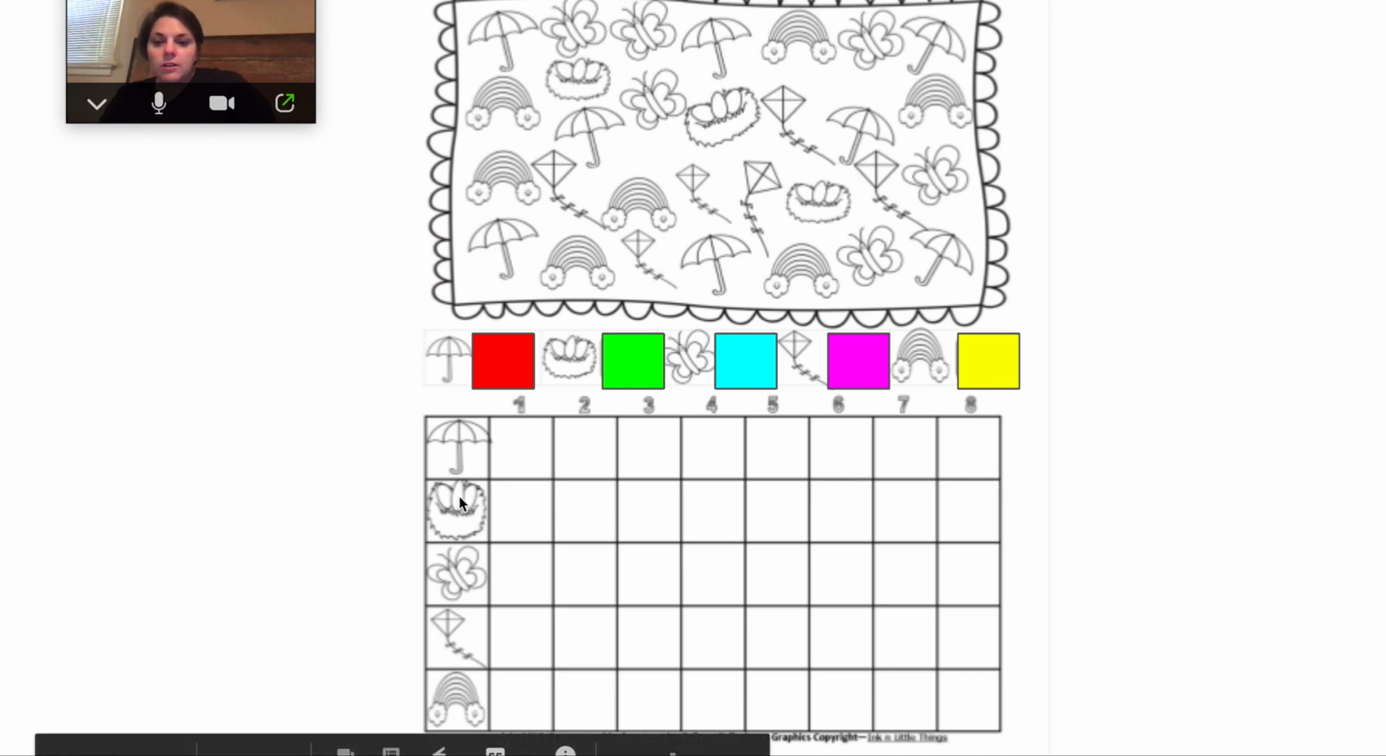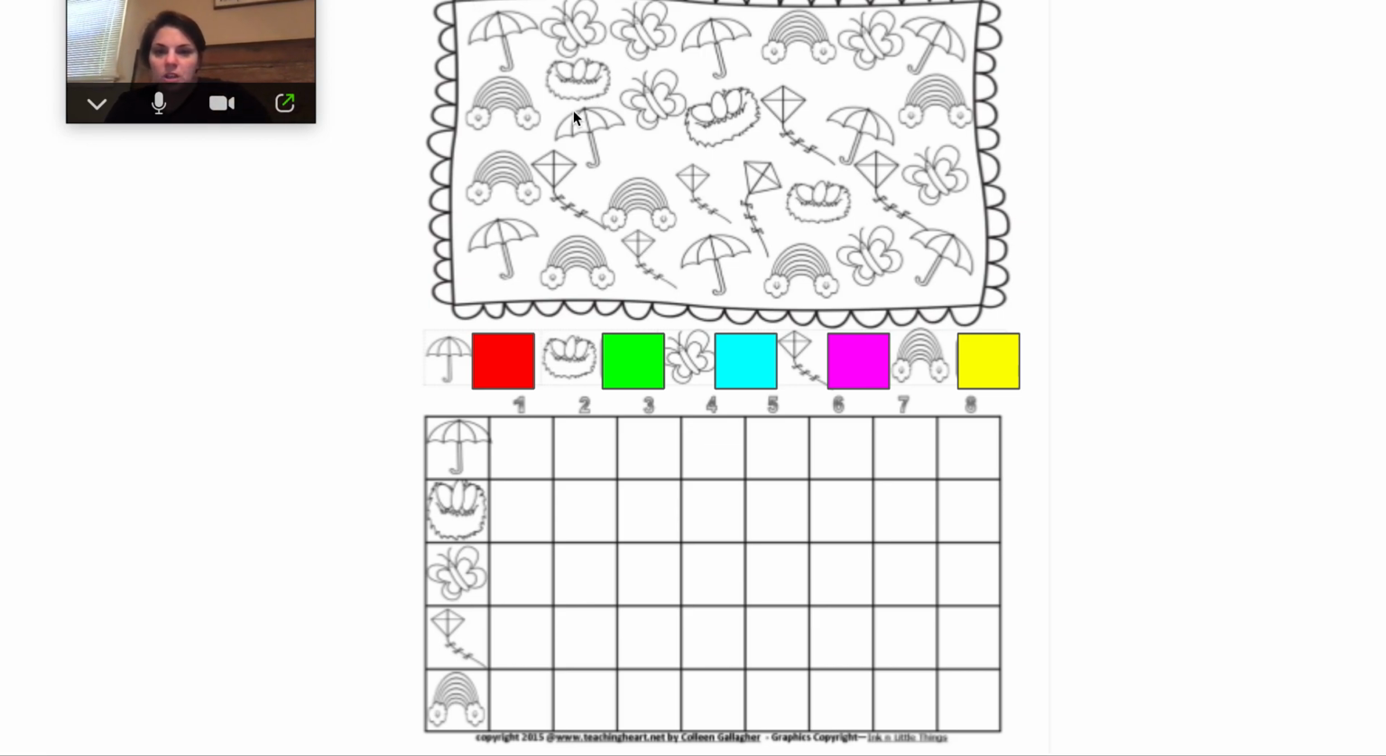So if you look down here at this graph, this is called the spring count and graph. You can't see that because I accidentally cut it off, but it's okay. That's what it's called. The title is spring count and graph. When you do it in a minute, you'll see the title. So when I look up here, you're going to count the objects up here and we're going to graph them. I'm going to do the first one with you, and then you're going to get to do your own for the rest of it.